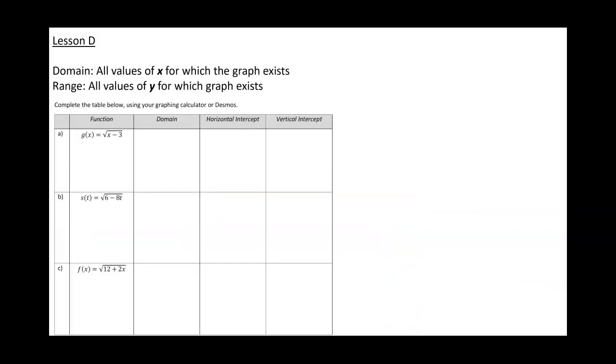Okay, next we're going to find the domain and range of radical functions. So the domain is going to be all the values of x for which the graph exists, and the range is all the values of y for which the graph exists. So we're going to complete the table below using Desmos.com. Okay, so we're going to graph each function.